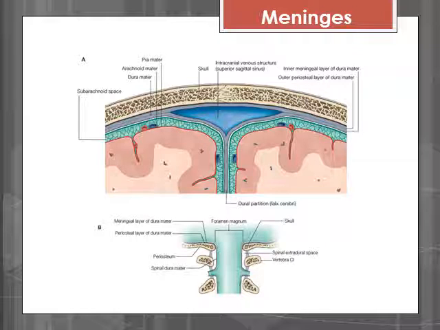As we see in figure B, the cranial meninges are continuous with and similar to the spinal meninges through the foramen magnum, with only one difference: the cranial dura mater consists of two layers, but only one of these is continuous through the foramen magnum to cover the spinal cord.